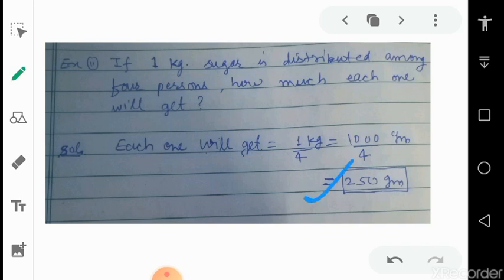It means each one among the 4 persons will get 250 gram, and if the 250 gram given to every person is collected together, it will be 1 kg. Now this is basic division and multiplication only.